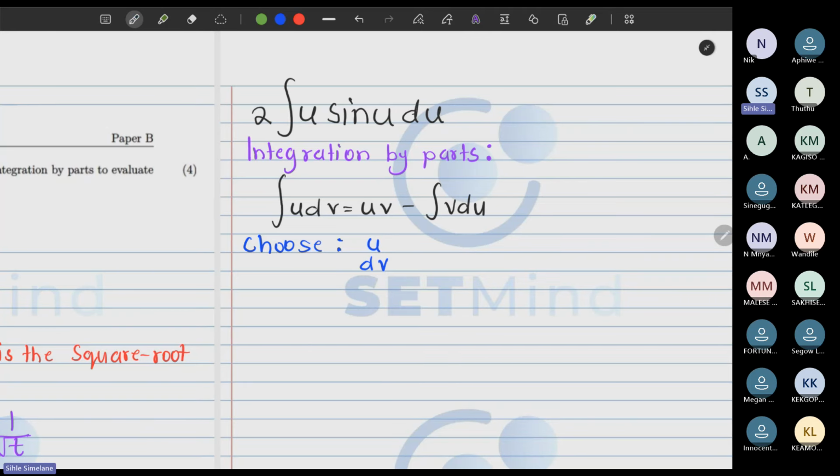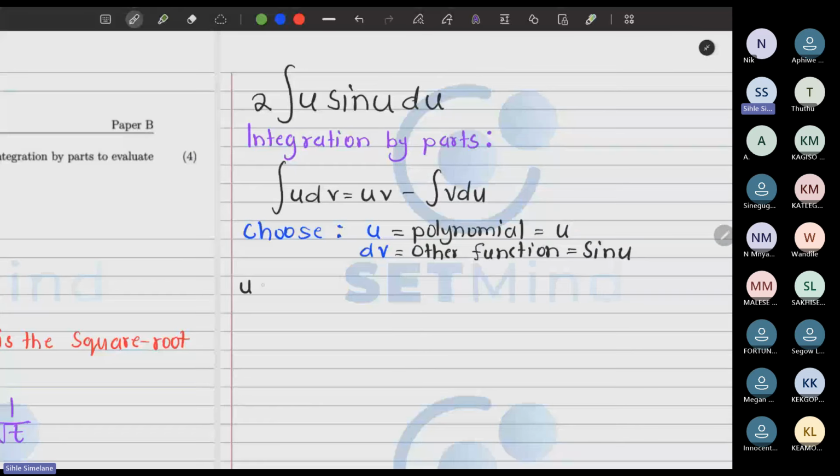So what we usually choose as our u in such a situation is a polynomial. So our polynomial here is u. And what we'll choose as our dv is the other function, which here happens to be sine of u. So it means that we have u equals u, I'll put this in quotes, and we have dv equals sine of u. So we require du.